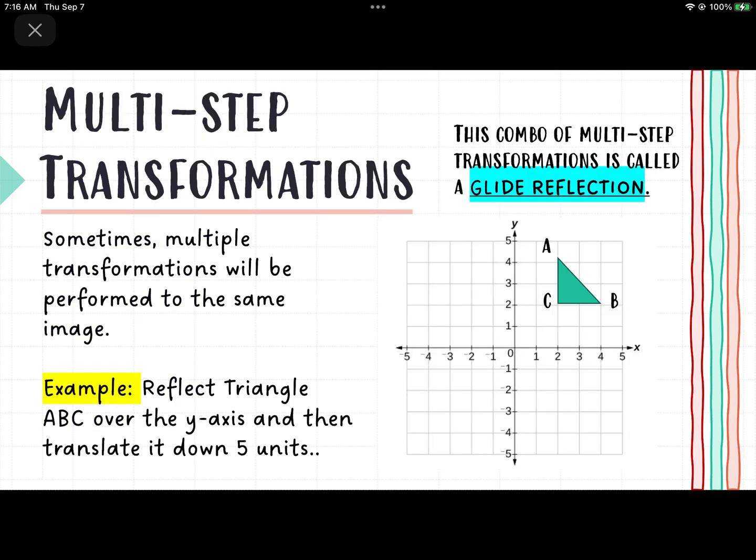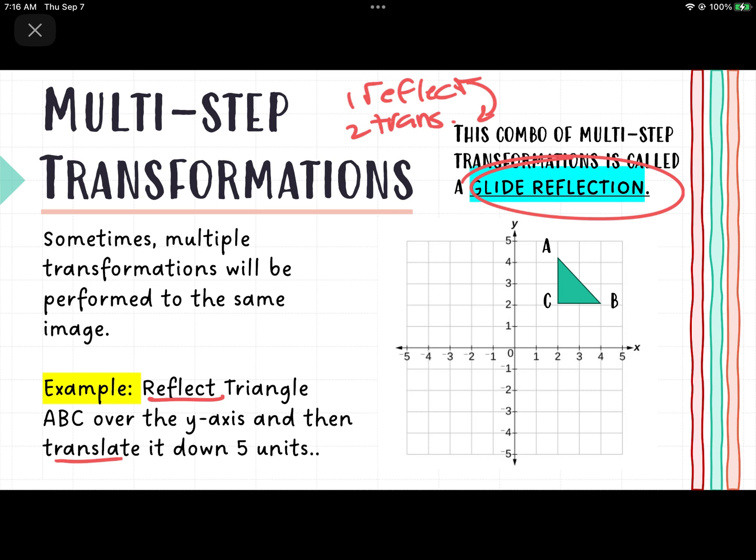Multi-step transformations. Anytime that you have a reflection and a translation, whether it's reflection first and then translate, or vice versa, this is called a glide.